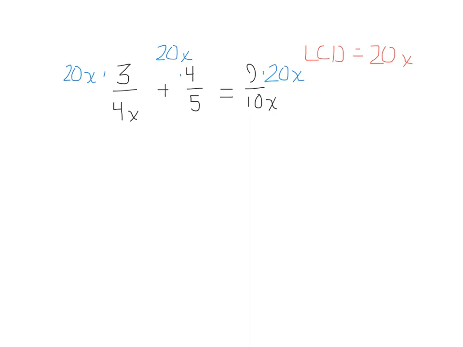What's going to happen then is our denominators are going to cancel. So 20 in the first fraction there, the x's will cancel, and 20 divided by 4 is 5. In the second fraction, there aren't any x's that cancel, but 5 goes into 20x 4x times. And in the last one, 10x goes into 20x 2 times. So all of our denominators have disappeared.